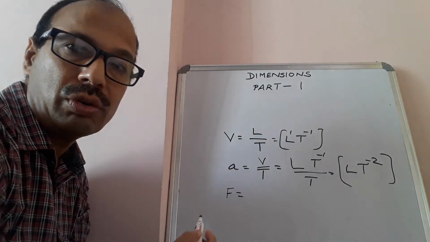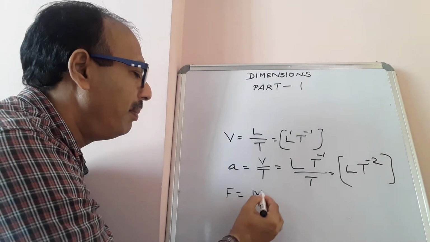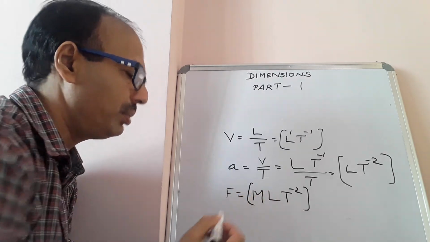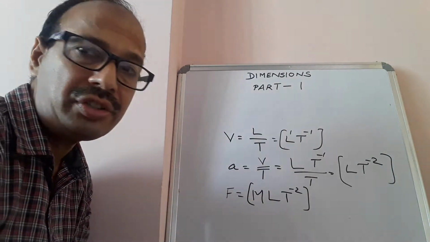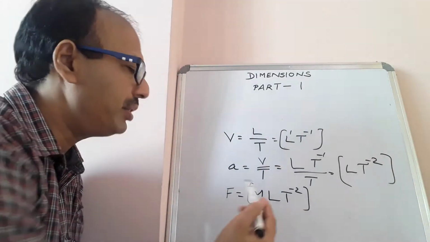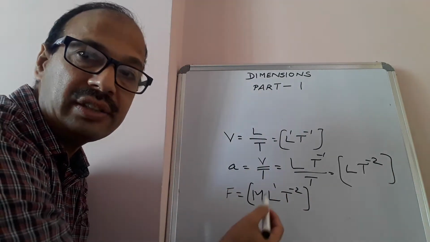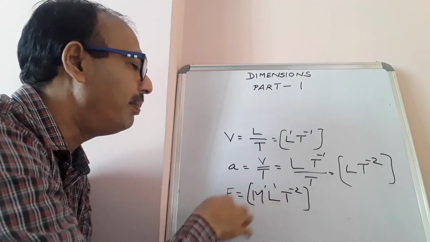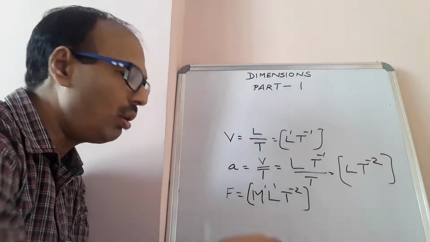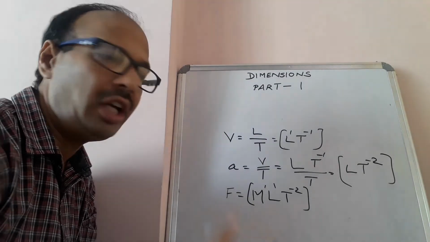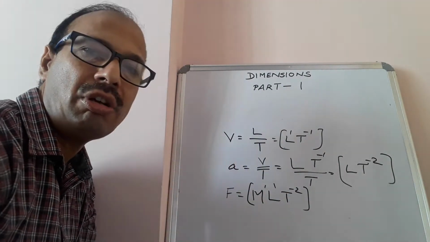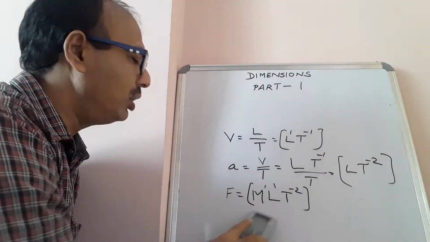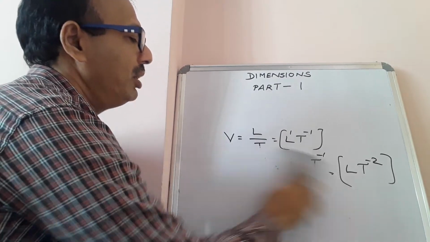Similarly, you see force. Force is equal to mass into acceleration. Mass, acceleration, the dimensional formula of acceleration is L t power minus 2. So the dimensional formula of force is M L t power minus 2. The dimension of L here is 1. The dimension of mass here is 1. The dimension of time in this is minus 2. This is how for any derived quantity we are able to write its dimensional formula, and we can see the dimensions of different fundamental quantities in that dimensional formula.